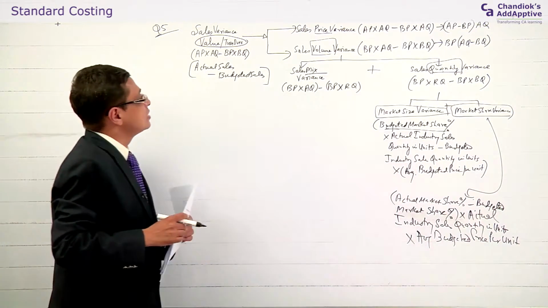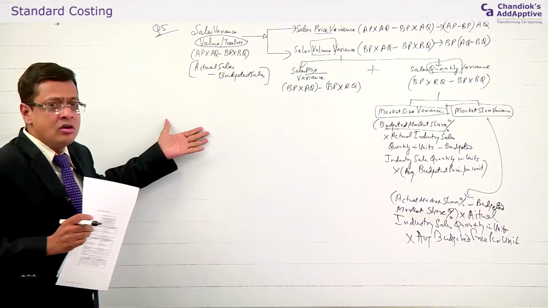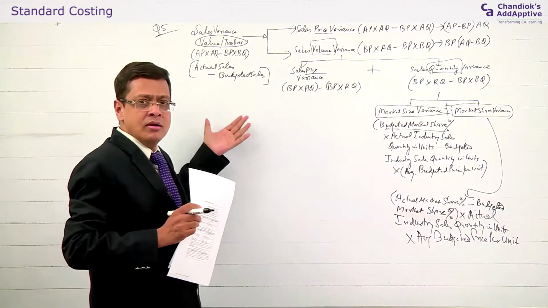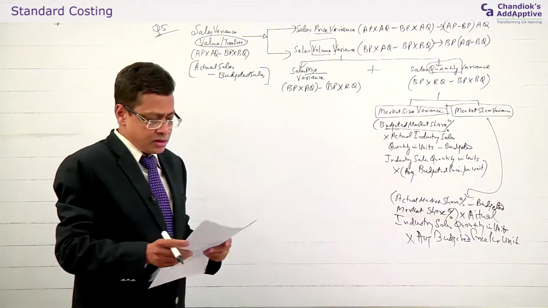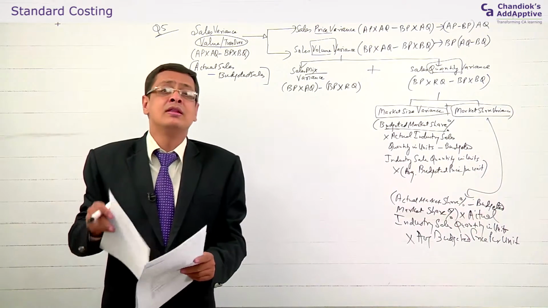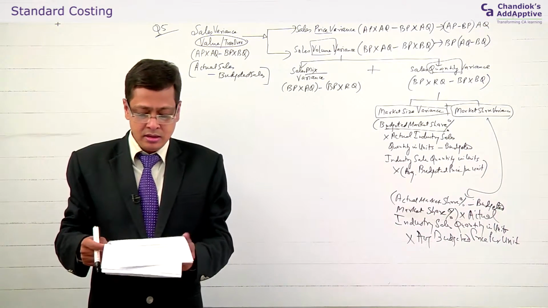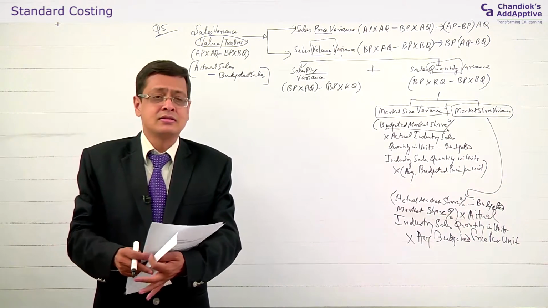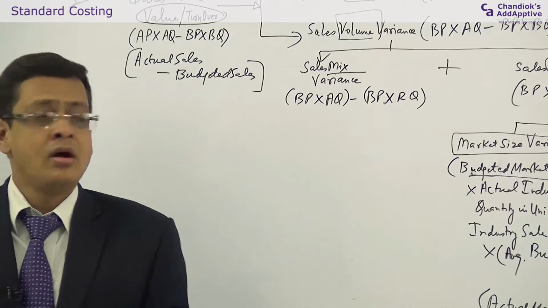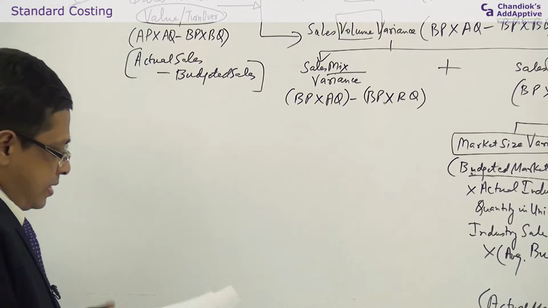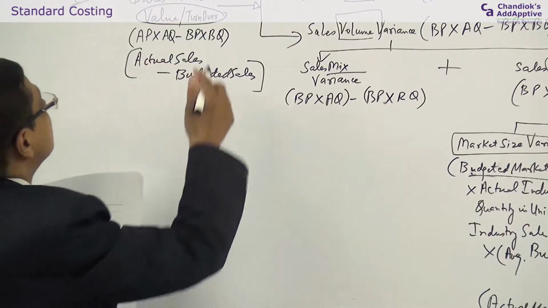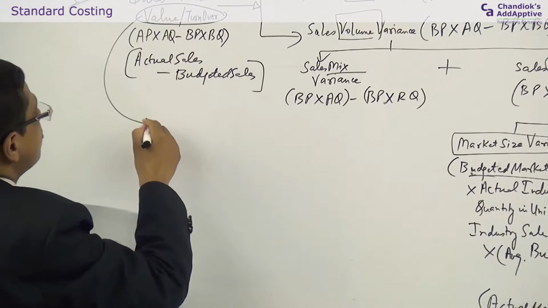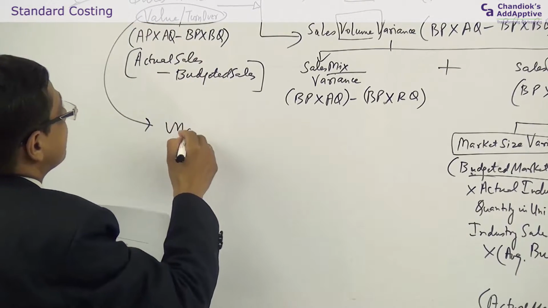So this is the scenario when you have volume variance. Now suppose we have margin variance. How we create the margin variance? So very simple, friend, all words will be changed. Instead of value, you will write margin.